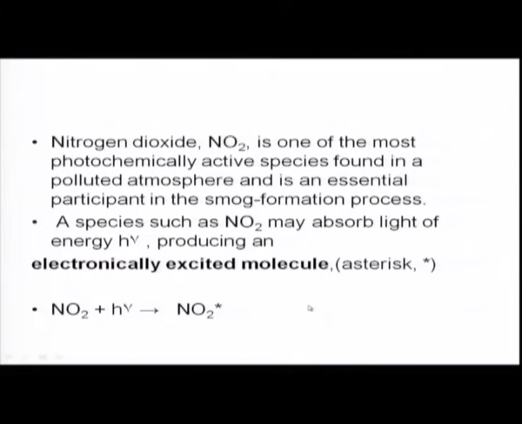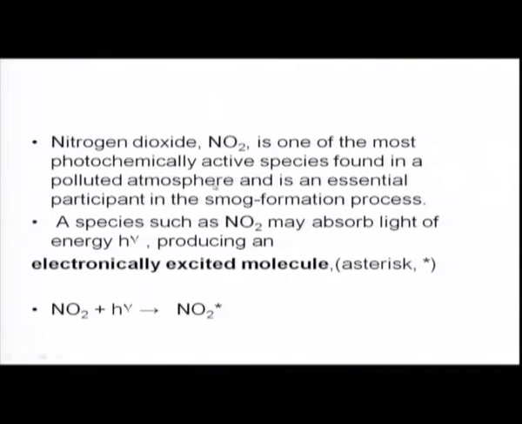Just to consider an example, nitrogen dioxide is one of the very active photochemical species found in the unpolluted atmosphere and in the polluted atmosphere, and is an essential participant in the smog formation process, leading to one of the important air pollution episodes, namely photochemical smog. Just take an example of this. Nitrogen dioxide may absorb light energy, producing an electronically excited molecule as shown here. Nitrogen dioxide absorbs light, where nu indicates a light absorbing reaction, leading to nitrogen dioxide in an excited state, marked by an asterisk or star.